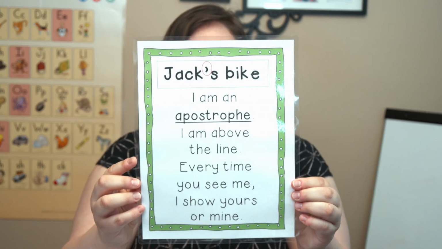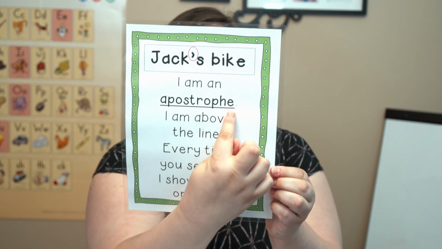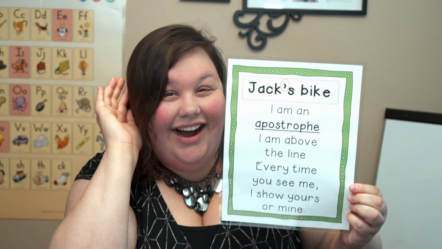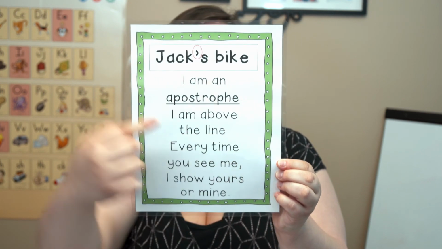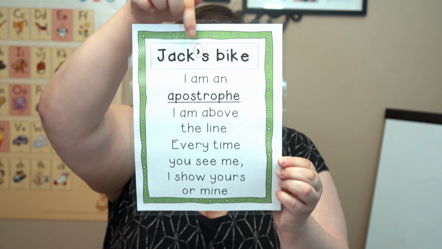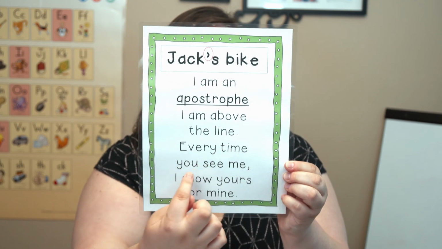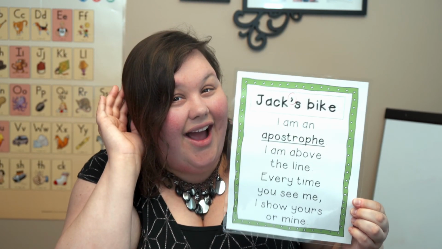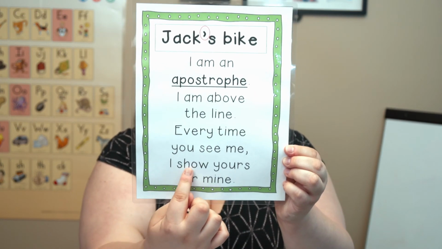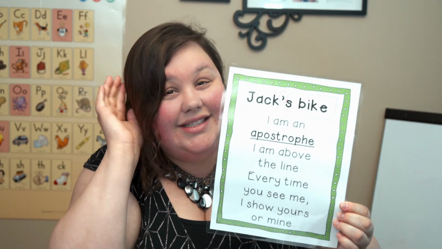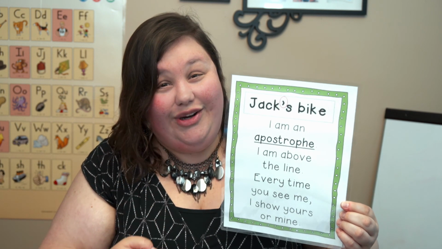Sure will. Let's read together. I am an apostrophe. Let me hear you. Oh, great job. I am above the line. You see it? It's above the line all the way at the top. You see it? It's right there. Every time you see me. Good job, friends. I show yours or mine. Say it. I show yours or mine. Right? Good job, friends.